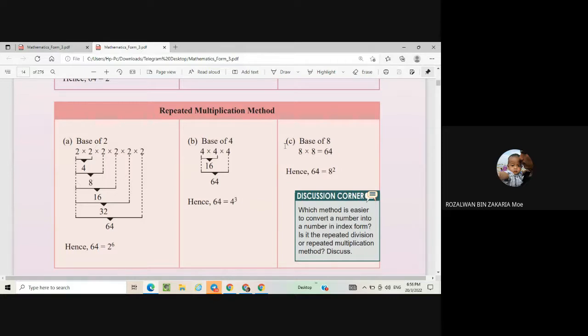And the last one, C here, base of 8. So you must know that 8 times 8 equals 64, and 64 equals 8 power of 2. Because the index or exponent or power equals 2. Because 8 needs to be multiplied 2 times with itself to get 64.